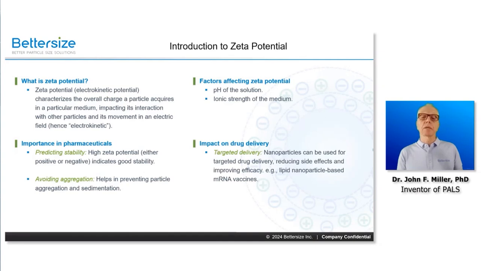Zeta potential is also crucial in the realm of drug delivery. Nanoparticles with specific zeta potential values can be used for targeted drug delivery. This helps in reducing side effects and improving the efficacy of the drug by ensuring it reaches the intended site of action. A familiar example is lipid nanoparticle-based mRNA vaccines, because the uptake of the particles by the cells depends on the surface charge of both the particles and the cell walls.